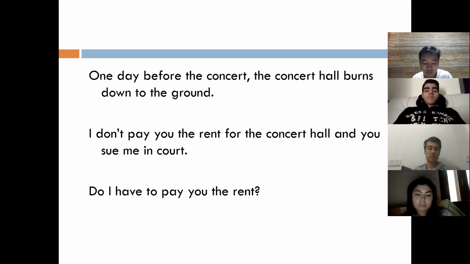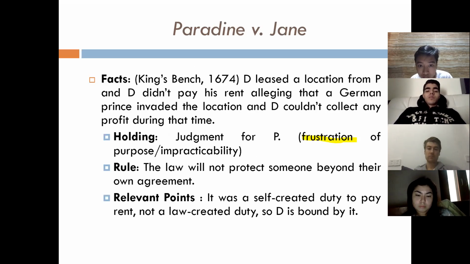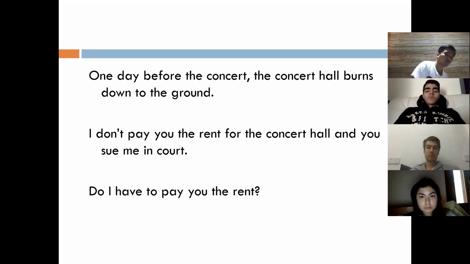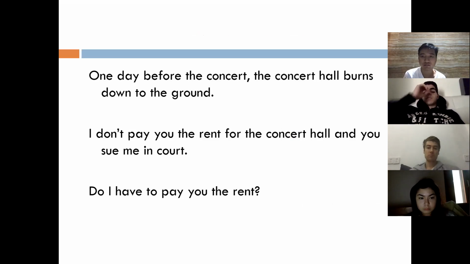Well, but what's the difference between this and the previous case? So did you buy the concert hall from me, or did you rent it? No, I just rented it, but in the previous case, I also just rented the building. In Paradigm, I just rented the building, but I still had to pay you because that was just a bad business decision of mine. And here I also rented the building. But this is not because of your bad business decision, because the concert hall burned. Well, I didn't know a German prince would invade that other building.